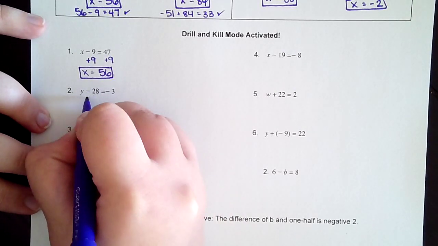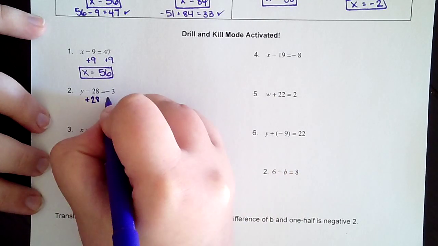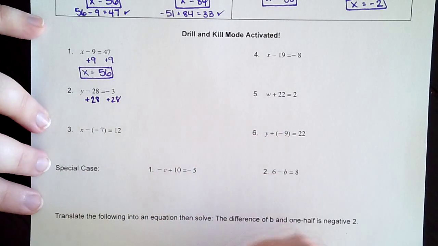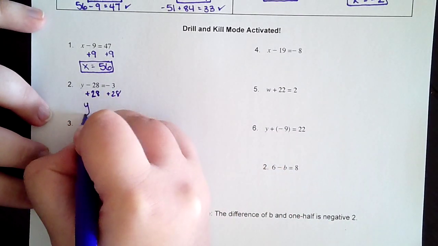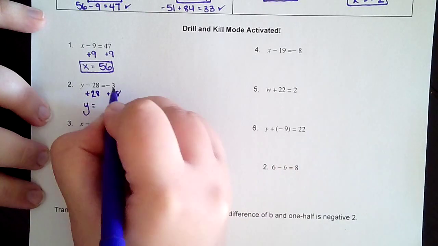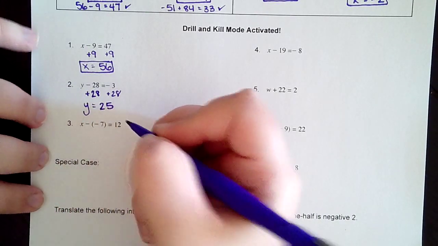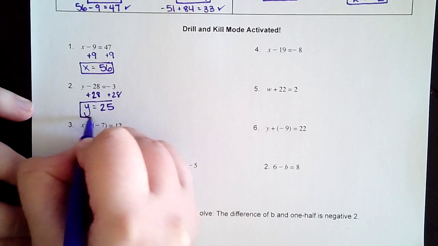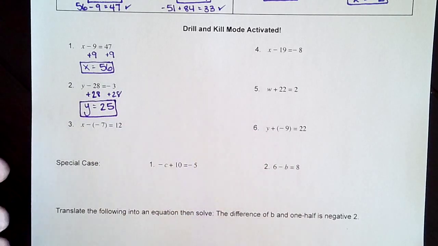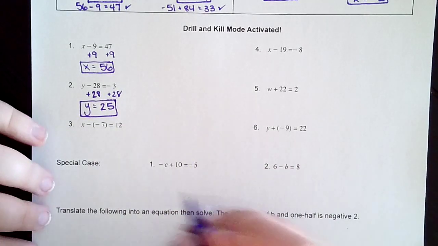We've got another subtraction. To undo subtraction, we need to use addition. Whatever you do to one side, you must do to the other. These cancel, and I'm left with y equals negative 3 plus 28. When I simplify that, I get y equals 25. Notice it's totally okay that I'm not using x every time. X isn't the only variable, it's just the most common one we use.